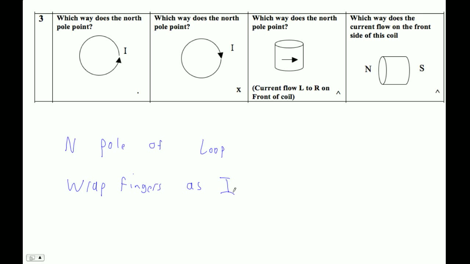as the current, right? As the current, and your thumb is equal to the North Pole. Okay? So take a look at this guy here.